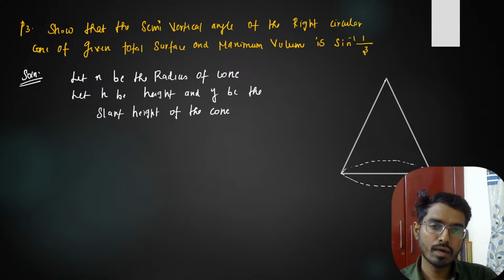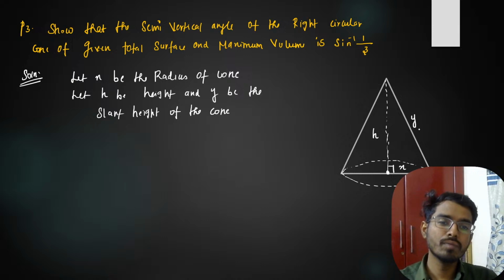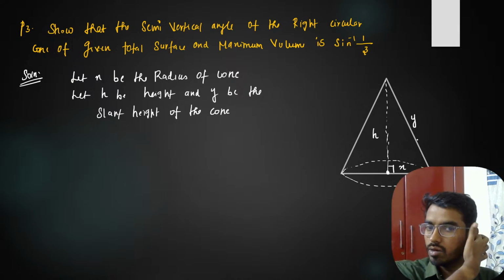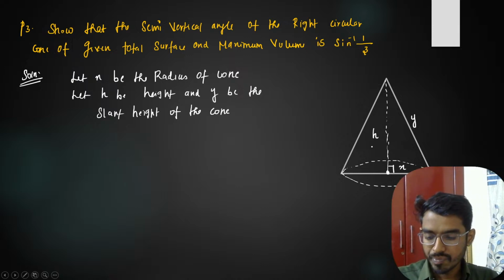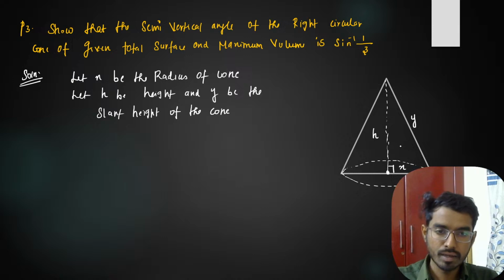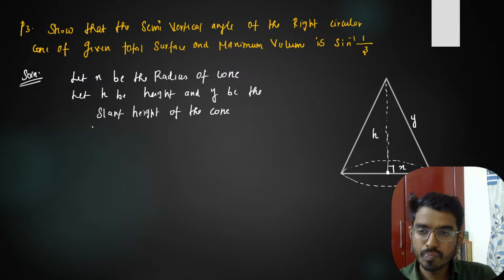Right? So we have this to be h, we have this to be x, we have this to be y. What is the relation between x, y and h? y square is equal to x square plus h square, right? Okay.